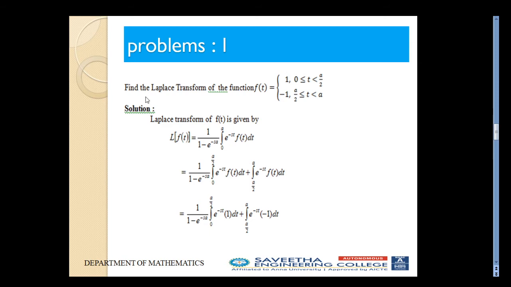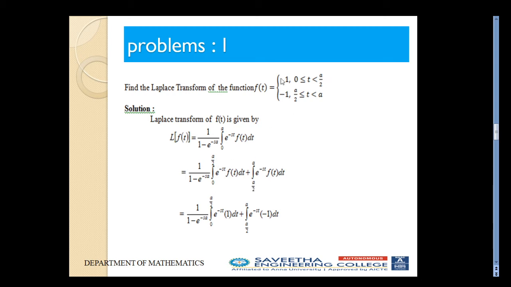So problem 1: find the Laplace transform of the function f of t equal to 1 for 0 to a by 2, and minus 1 for a by 2 to a. I have written the given L of f of t formula, and instead of T I have taken a. What is the interval? 0 to a by 2, and a by 2 to a. So the period is a. So I have written 0 to a, e power minus s into a, e power minus st f of t dt. Now we have two intervals, so break the interval into 0 to a by 2 and a by 2 to a.